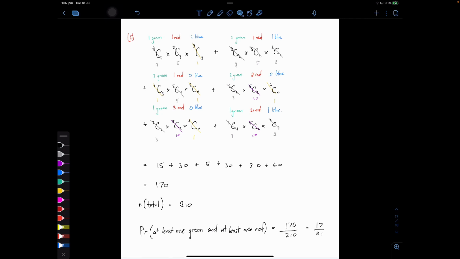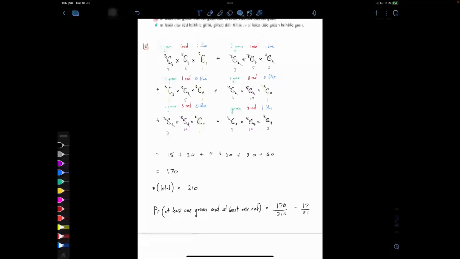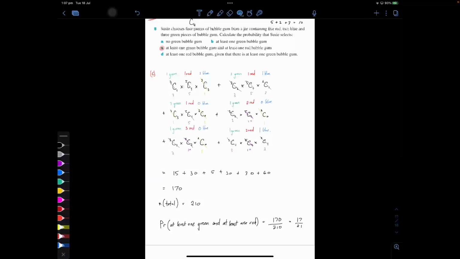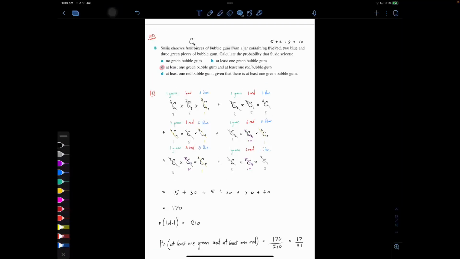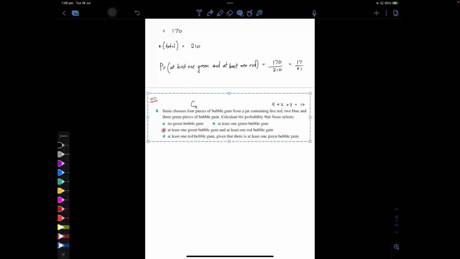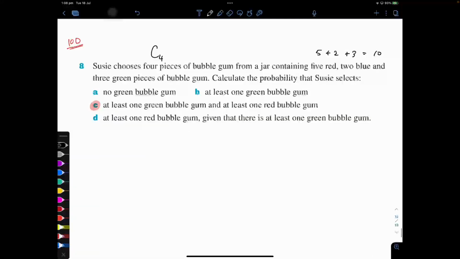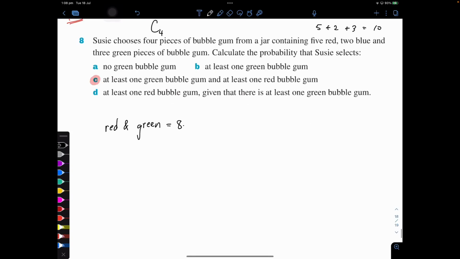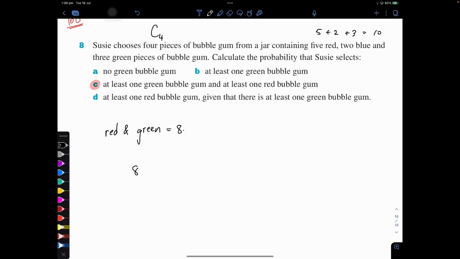Question. How many greens and reds are there together? 8. Without blue, yes, there's 8. So I want to see if we can look at this from a different perspective. We need at least 1 red and 1 green, right? So we're choosing 2 of the 8, and then we choose 2 there. So we make a total of 4.